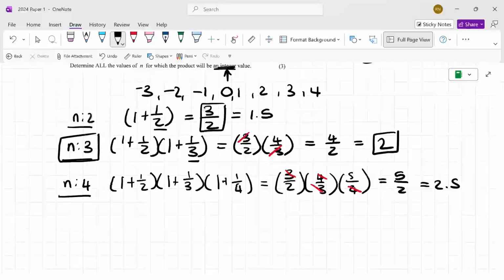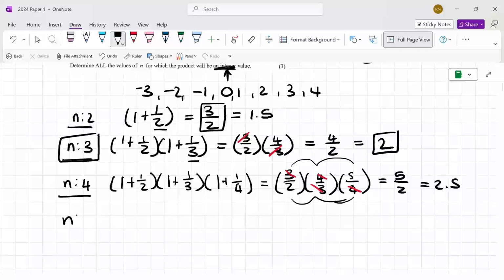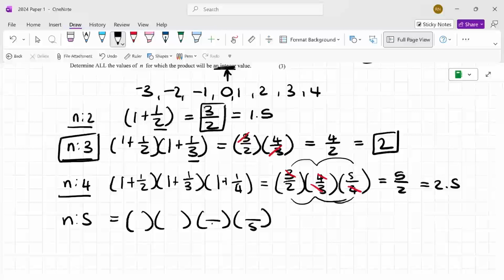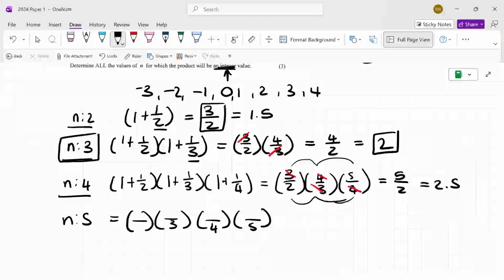Okay, but can you see the pattern? If n equals 4, all the numbers at the bottom are just going up by 1, right? And the numbers at the top are also going up by 1, but they start at 3, 4, 5. So for n equals 5, we don't even have to write it out. I can tell you now, it's going to be 4, it's going to be 3, it's going to be 2.